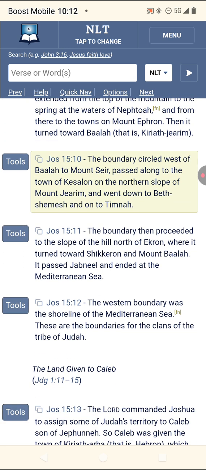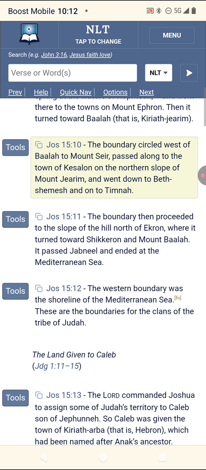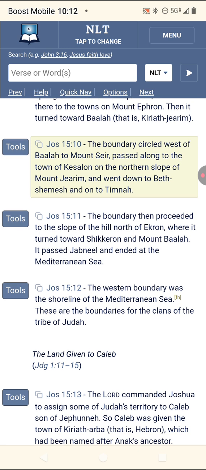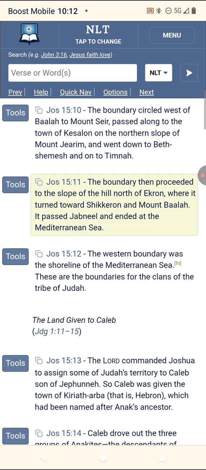The boundary circled west of Baalah to Mount Seir, past which there's a mountain range. There are a lot of hills and valleys in our areas, but a mountain range too. The boundary circled west of Baalah to Mount Seir, passed along to the town of Ketzalan on the northern slope of Mount Jearim, and went down to Beth Shemesh and on to Timnah. The boundary then proceeded to the slope of the hill north of Ekron, where it turned towards Shikaron and Mount Baalah. It passed Jabneel and ended at the Mediterranean Sea.